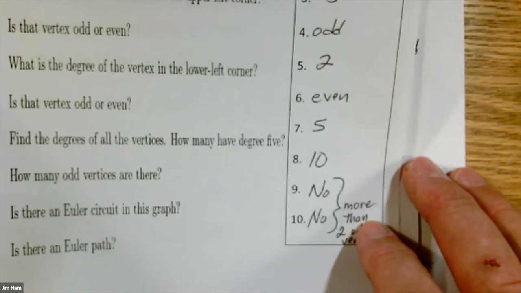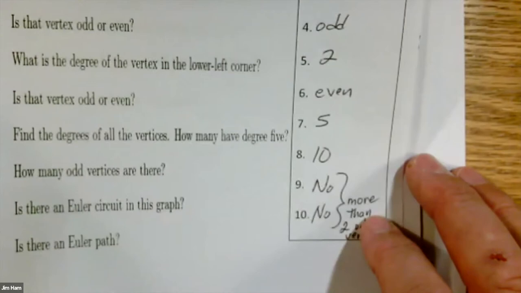And that's why they went around and asked you to put the degree on everything. And that's why they ask you to count up the number of odd vertices and the number of even vertices. If you have more than two odd vertices, then there is no Euler graph that you can construct. It just can't be done. It's been proven it can't be done.